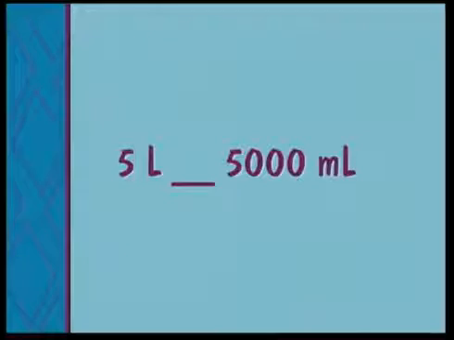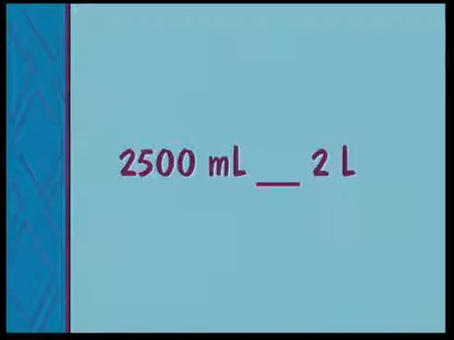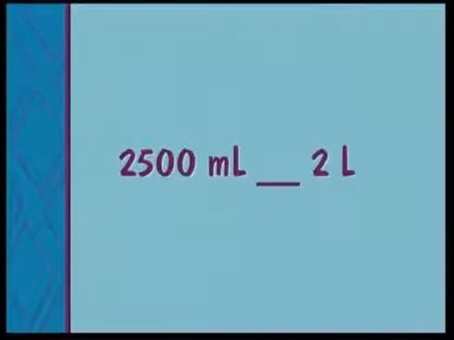All right, what about the next one? 5 liters and 5,000 milliliters. That one would be equal, wouldn't it? All right, what about this one? 2,500 milliliters compared to 2 liters. And you know that 2 liters is equal to 2,000 milliliters, right? So this one is going to be greater than. In fact, 2,500 milliliters is half a liter larger than 2 liters.